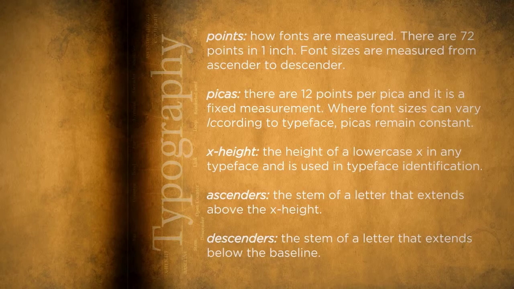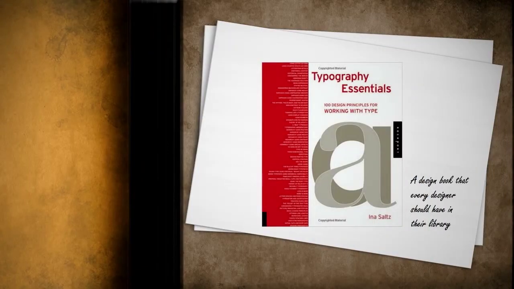The X height of a 12-point font can vary from typeface to typeface, so picas come in handy as a more exact measurement. X height is the height of a lowercase x of any typeface. Ascenders are any part of a letter that extends above the given X height. A descender is any part of a letter that extends below the baseline, which is the real or implied line where the X rests.